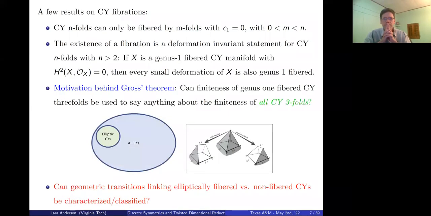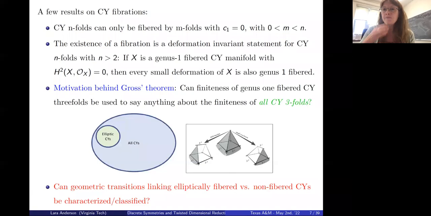Good questions. Okay. So as I mentioned before, Calabi-Yau n-folds can only be fibered by other Calabi-Yau manifolds, m-folds with c1 equals 0, where that number is smaller. So that means if you're a Calabi-Yau threefold, you could have a one-dimensional Calabi-Yau fiber or a two-dimensional Calabi-Yau fiber, i.e. you can have a torus fiber or a K3 fiber, and that's it. If you were a Calabi-Yau fourfold, you can have a torus, a K3, a threefold, and so on.